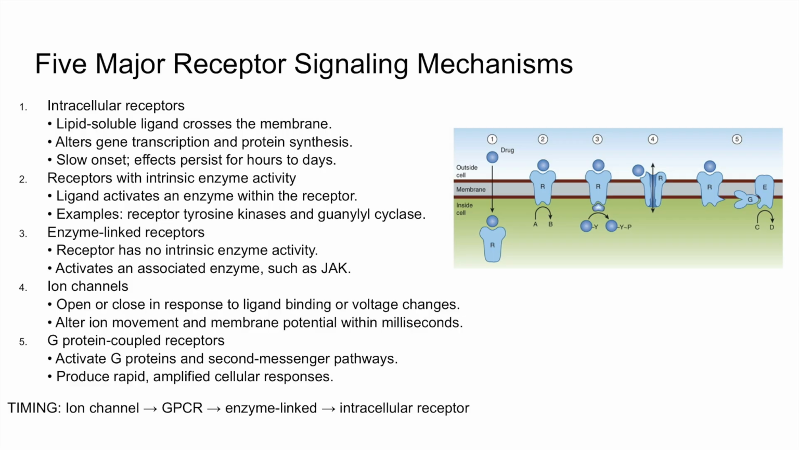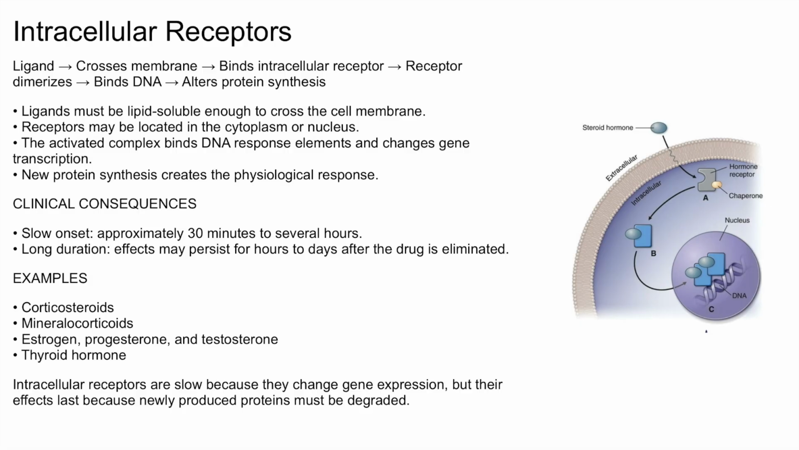Fourth, we have ion channels, which open or close in response to ligand binding, voltage changes, or intracellular signals. They produce the fastest response, often within milliseconds. Fifth, we have G protein-coupled receptors, which activate G proteins and second messenger pathways, and these responses are rapid and can be strongly amplified. As a general timing rule, ion channels are the fastest, followed by GPCRs, enzyme-associated pathways, and finally, intracellular receptors. Okay, so now breaking each of these down, starting with intracellular receptors.